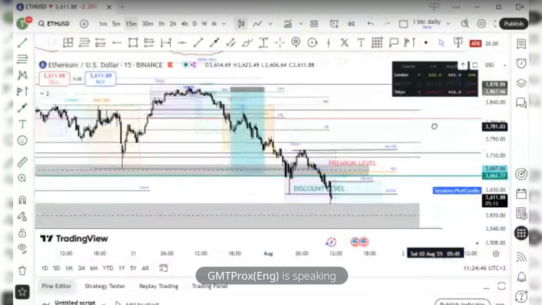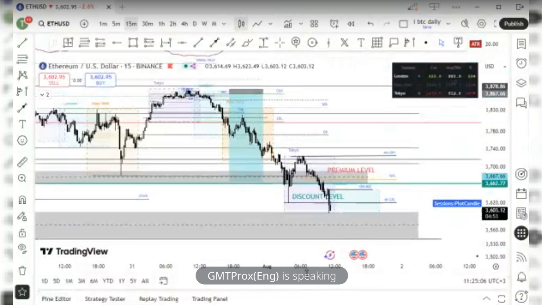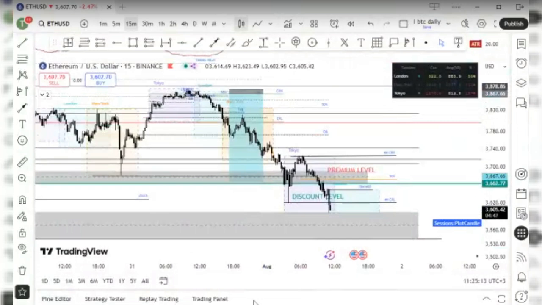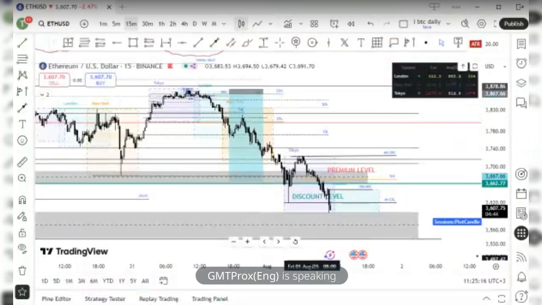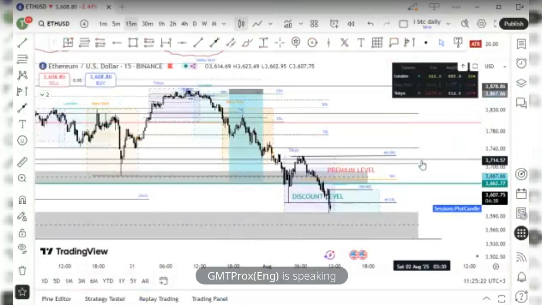Now, if you want to get a very precise stop loss, there is an indicator called the ATR. You can use that indicator to support you in identifying the stop loss.